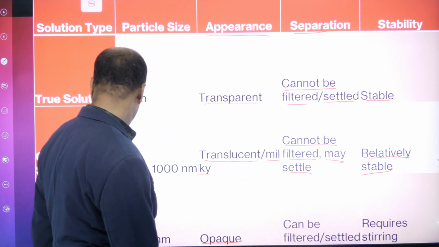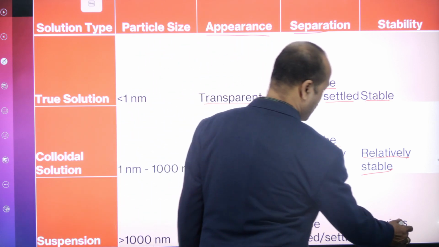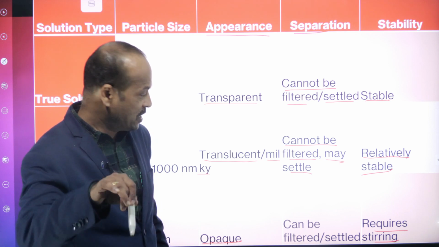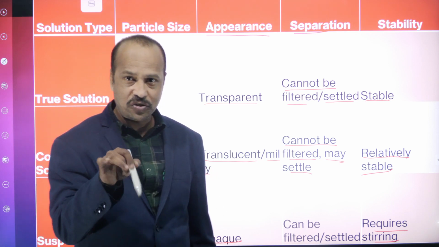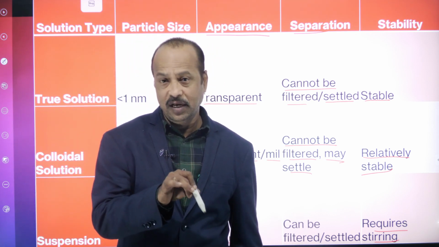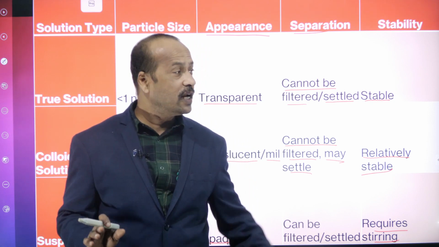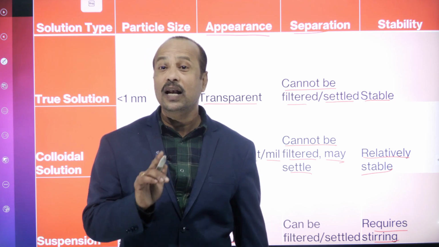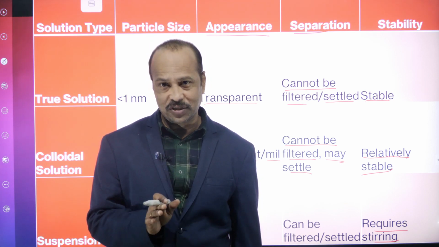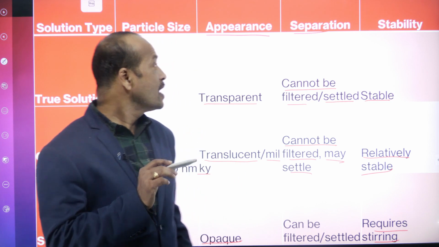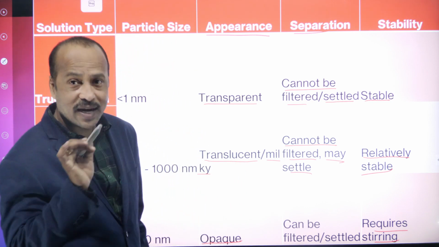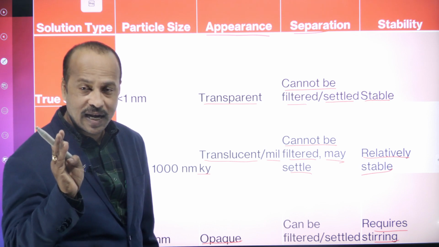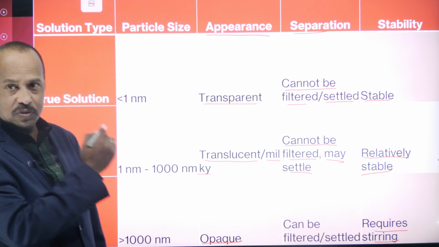And the last and final one is what? Suspension. Suspensions are unstable. To keep them stable, we always need to stir continuously. If you stop stirring and keep it undisturbed for some time, then all the particles settle down. So this is unstable. Clear? So this is a comparison of the characteristics of true solutions, colloidal solutions and suspensions, right? So let's go through this slide.